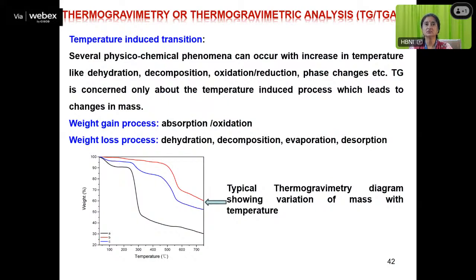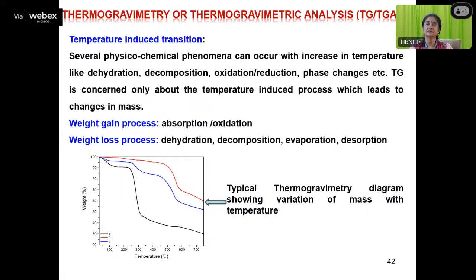Now, temperature induced transitions: several physico-chemical phenomena can occur with an increase in temperature, like dehydration, decomposition, oxidation or reduction, phase change, etc. TG is concerned only with the temperature induced processes which lead to a change in mass. So in TG we are not looking at anything else, but if there is a change in mass during this procedure, then only you can monitor it. It will not tell about phase change and all.